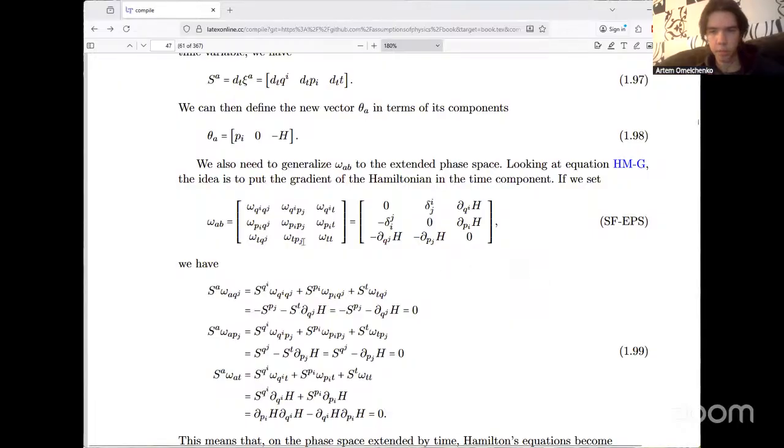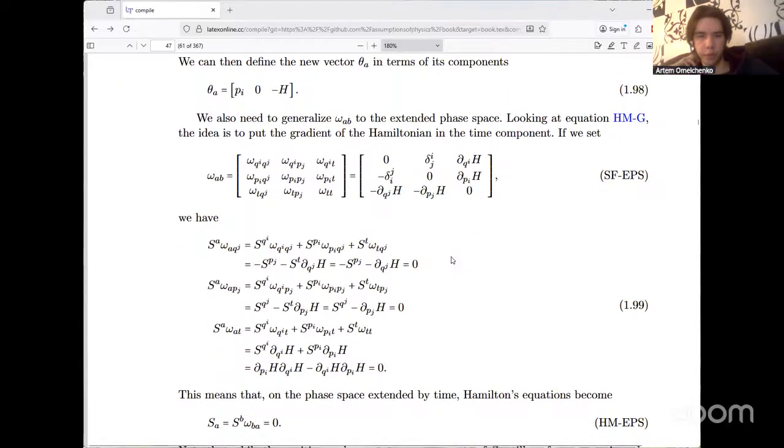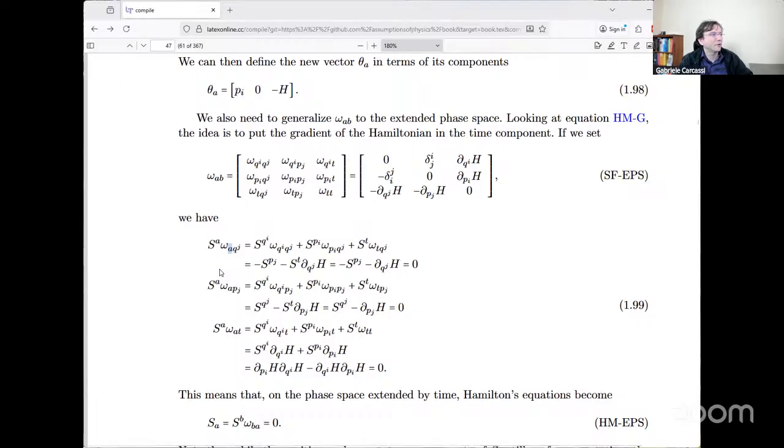So in the space and momentum, we have what we had before. And then in the time part, we have the derivatives of the Hamiltonian with respect to position and momentum. Okay, and then we have equation 199. Right. So now we take the displacement field and contract it with the first part of the symplectic form. So you have the Q_I, Q_I, P_I, P_I, T, and T.